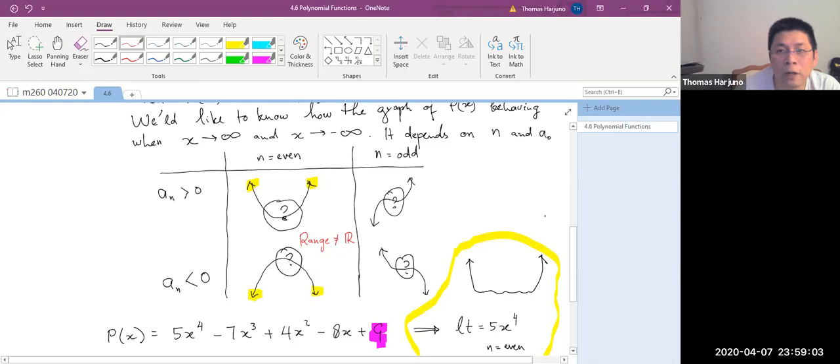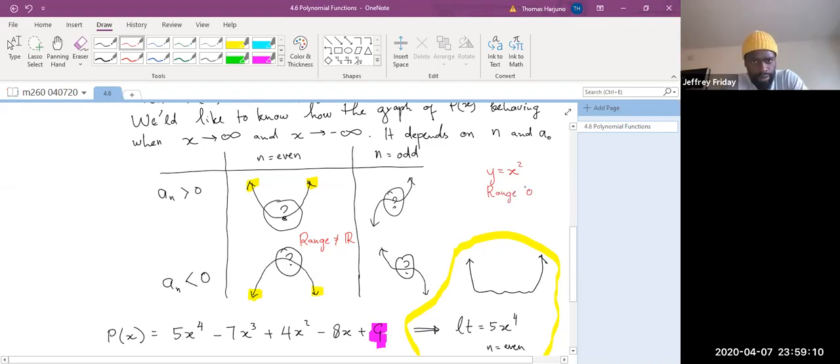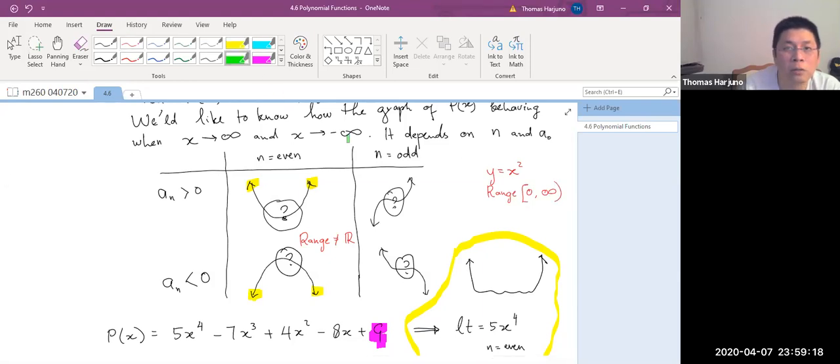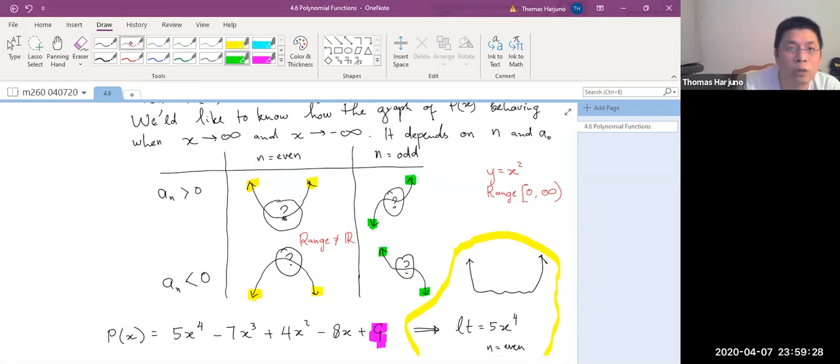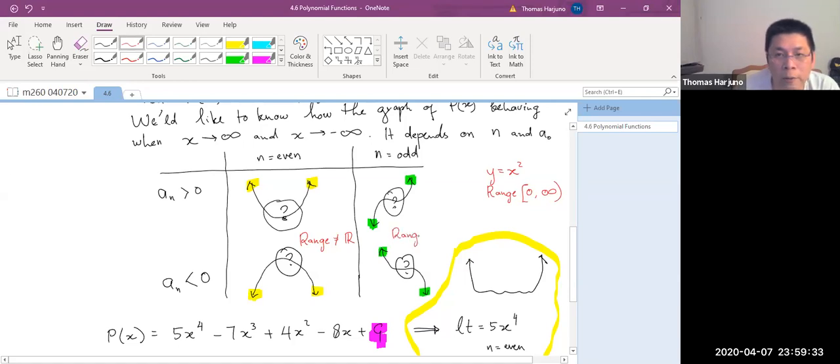Think of it, for example, y equals x squared. What is the range? 0 to infinity. From 0 to infinity, basically not all real numbers, right? Yes. Now, when the degree is odd, you see that it's from negative infinity to positive infinity. In other words, once we know that the degree is odd, then the range is all real numbers.